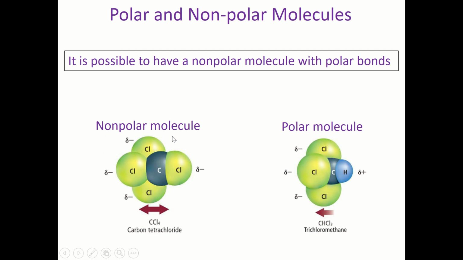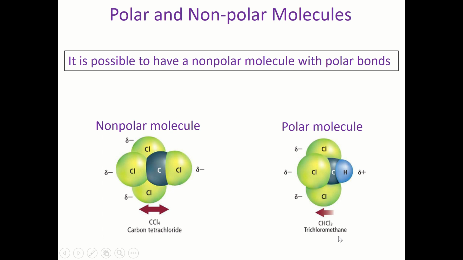Now why is it non-polar? Not because of equal or unequal sharing, it's because of the geometry. Because if you look carefully here, you will see that the chlorine is surrounding the carbon from all sides, so that doesn't give the chance to have pluses and minuses, so that makes it a non-polar molecule.